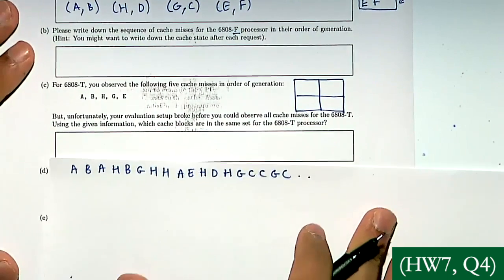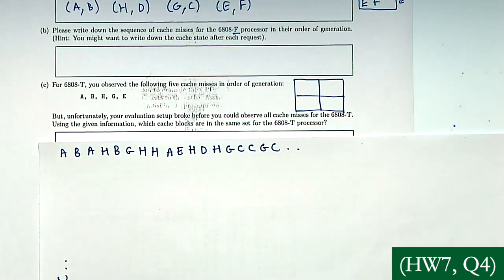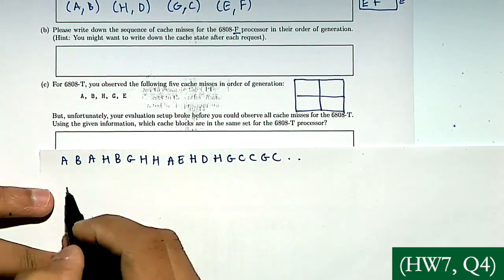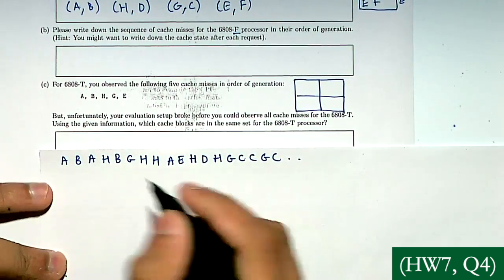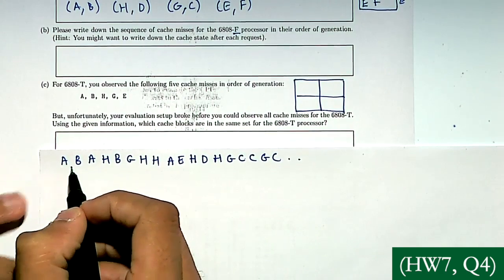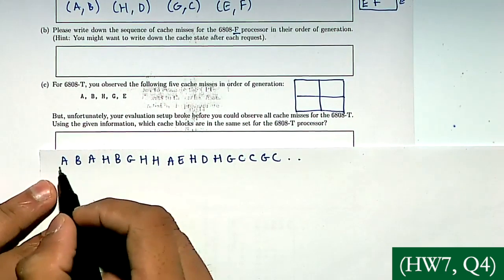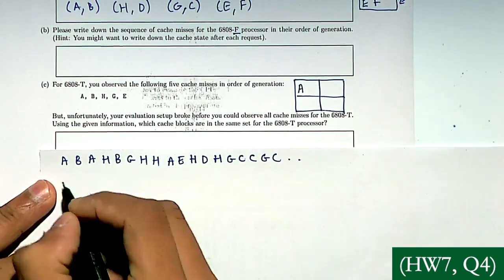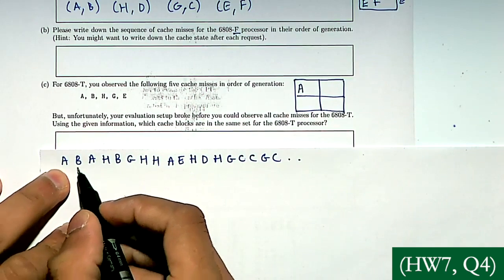So we observed these cache misses. So we're basically going through this process of simulating this cache again. So the first program request is A. And so A is going to be brought into one of these sets. And so we just assume the first one. So A happens. Then B.